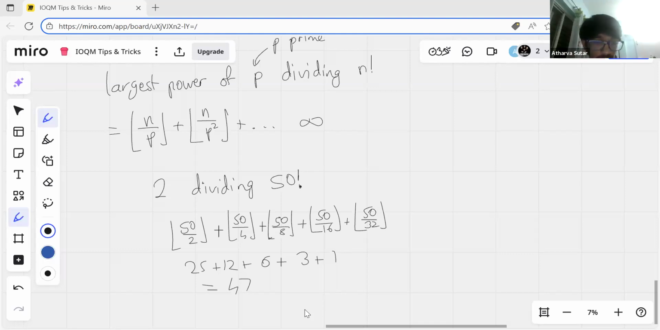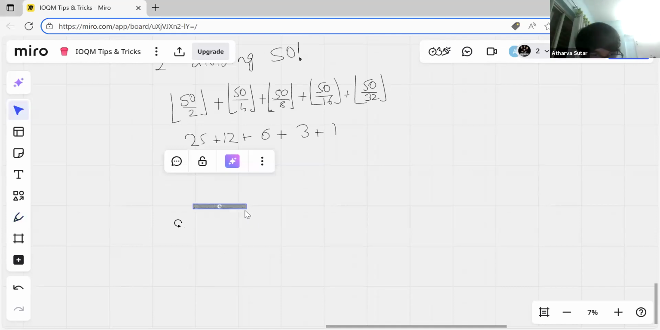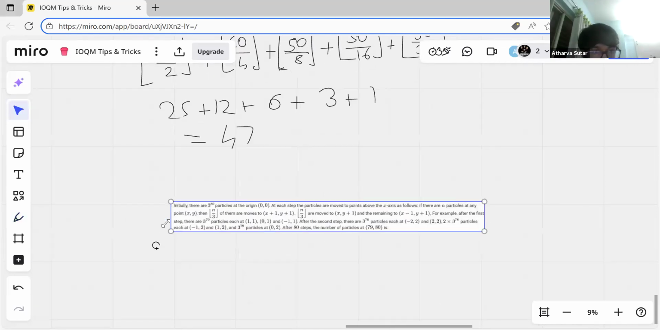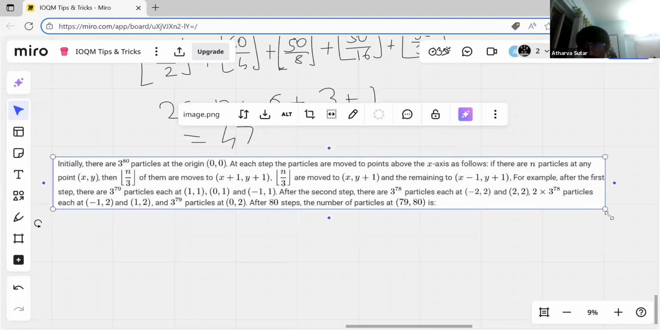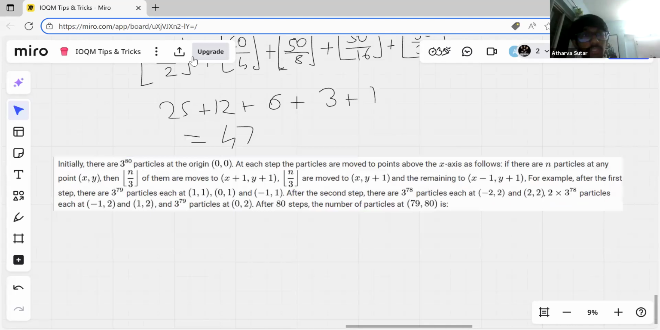I think somebody was asking about last year's IOQM problem. Oh, I'll just share it so that you guys can try. Also, if anyone has any doubts in general about IOQM, you can ask. Any questions you want to ask, strategies, stuff.